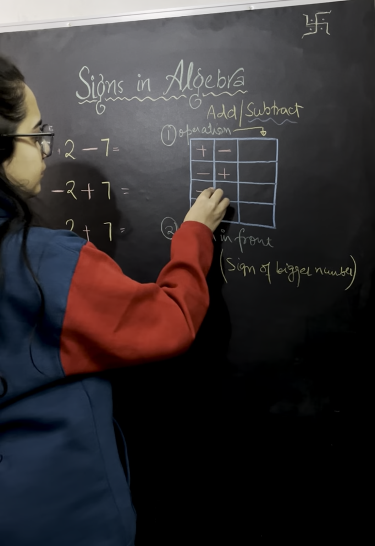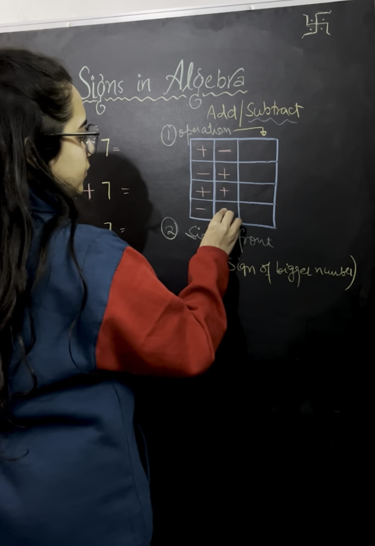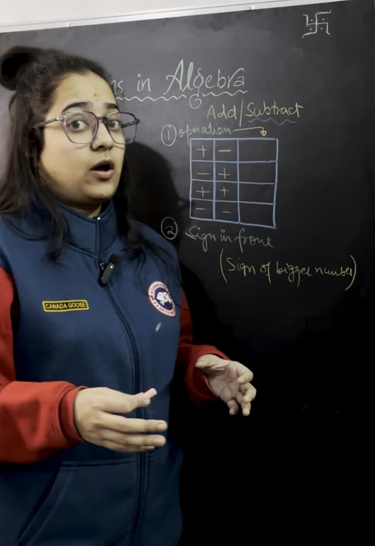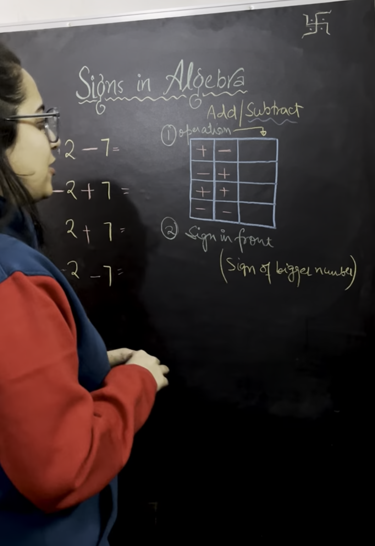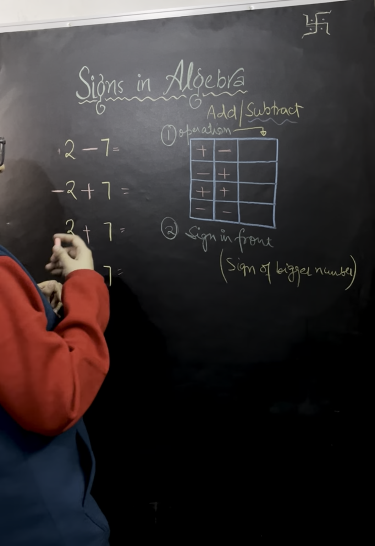Then positive, positive. Negative, negative. Any other combination? If you can find out, like, what if this number is that, this number is that, do comment me in the comment box down below. But for now, let's see.